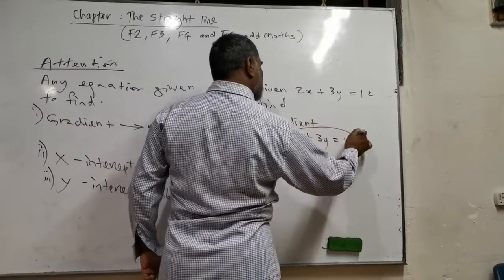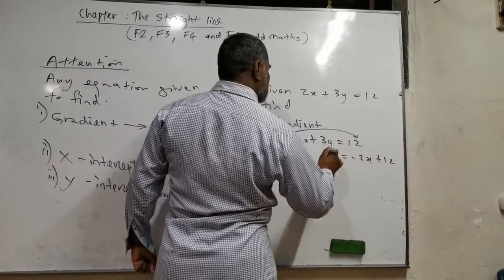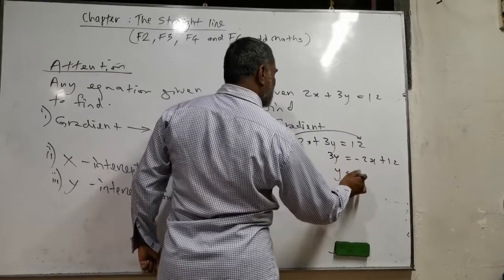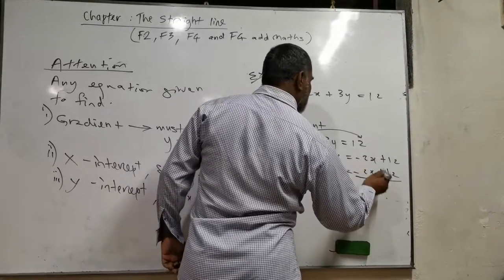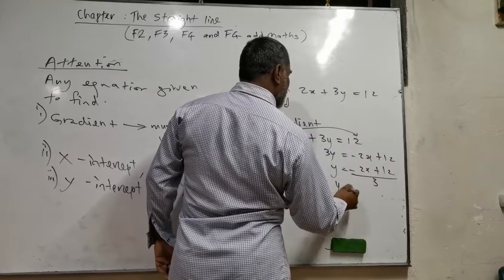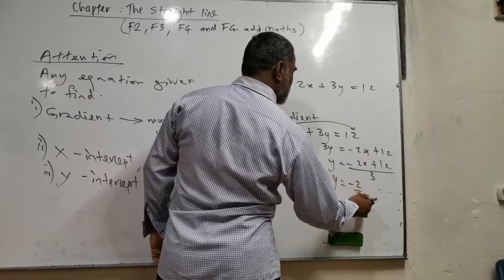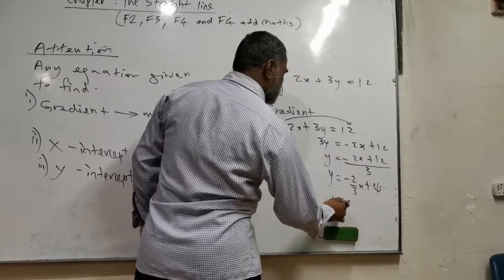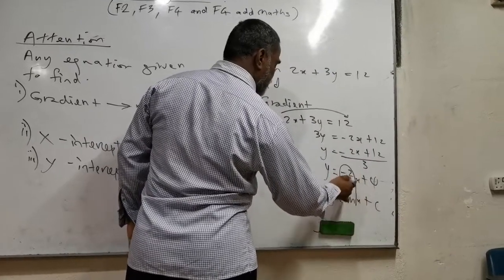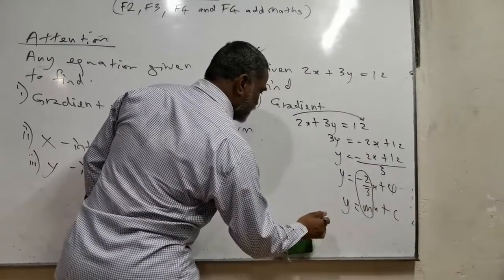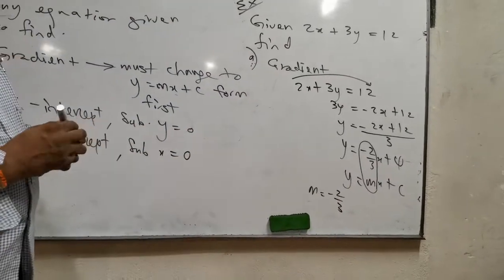So bring the 2x across as minus 2x, so I can say 3y equals minus 2x plus 12. Then 3 times y, bring the 3 over, divide by 3 for both sides. So y equals negative 2 over 3 x plus 4. You already have the form y equals mx plus c, where m is the gradient. So the gradient is negative 2 over 3. It's very, very popular, especially in paper 1.